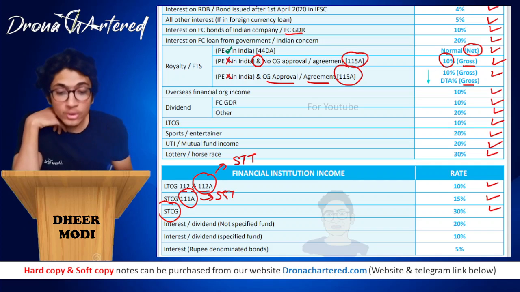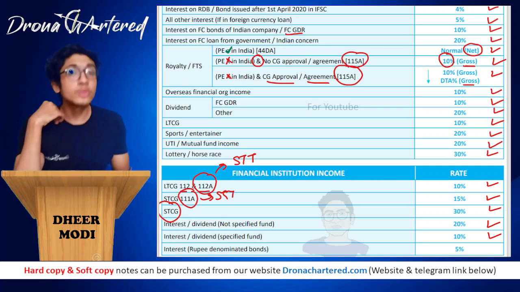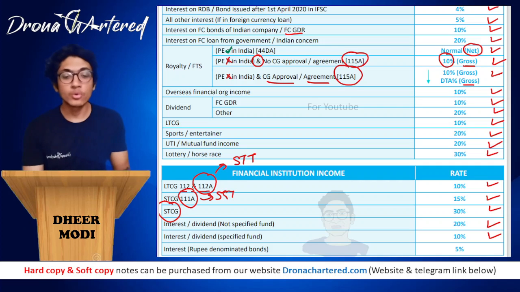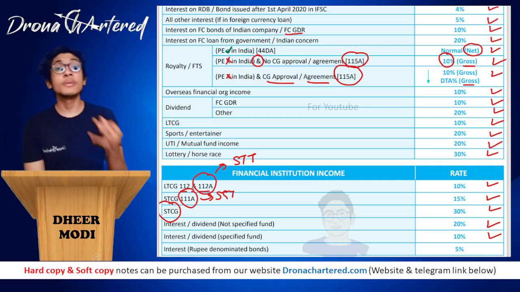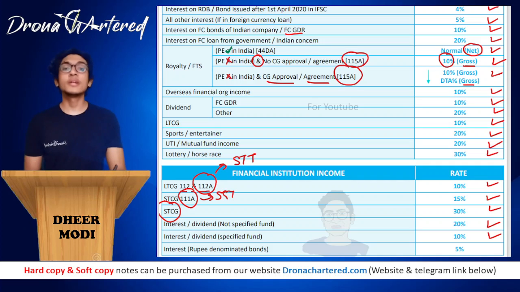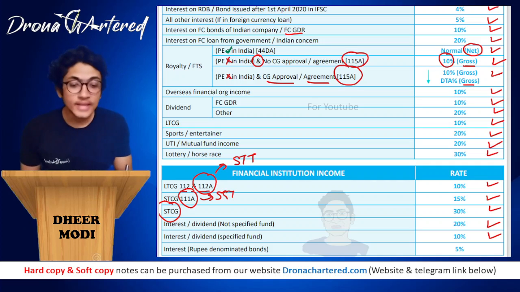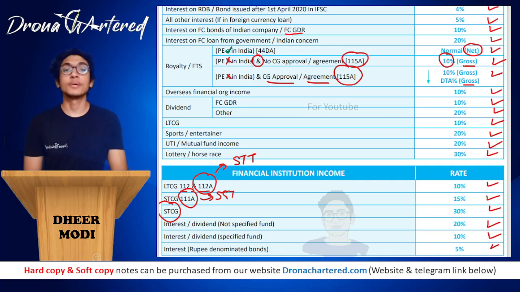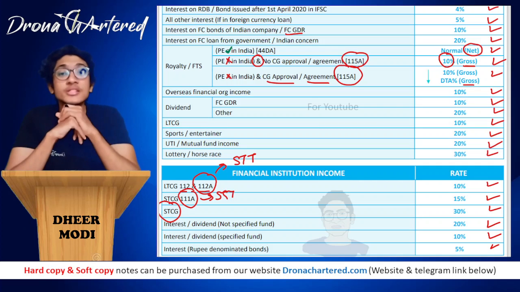Any interest or dividend from a non-specified fund will be taxed at 20%. Interest or dividend from a specified fund, of course, will be taxed lower. So instead of 20%, it will be taxed at 10%. And last is interest from your rupee denominated bond, that is from your RDB, that will be taxable at 5%. And with this, we are done with our chapter.